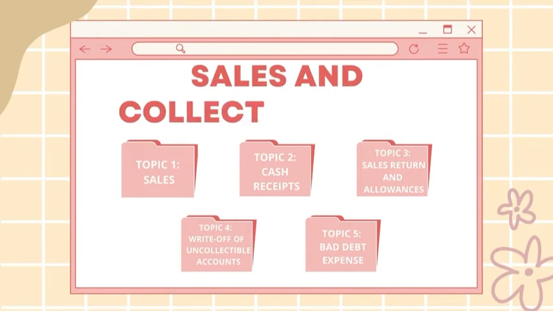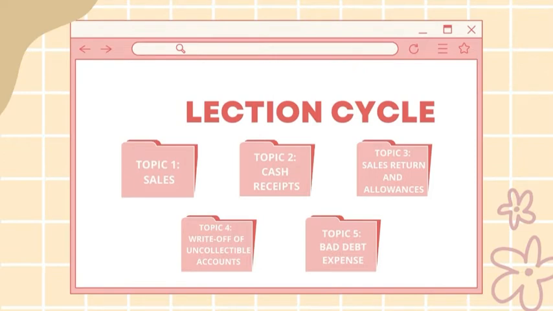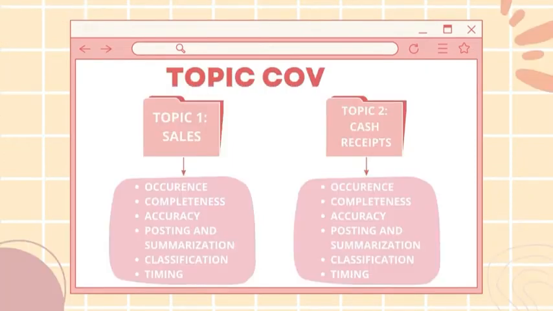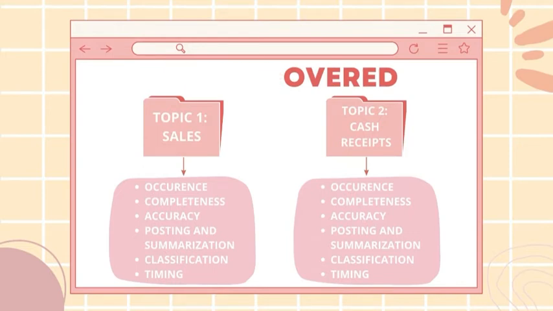In sales and collection cycle, there are 5 transactions. First is sales. Second, cash receipts. Third, sales return and allowances. Fourth, write-off uncollectible account. And lastly, bad debt expense. For this presentation, we only cover 2 transactions, which are sales and cash receipts.